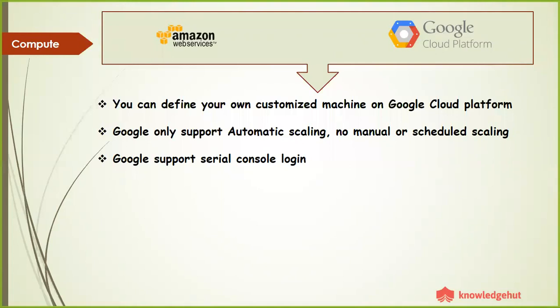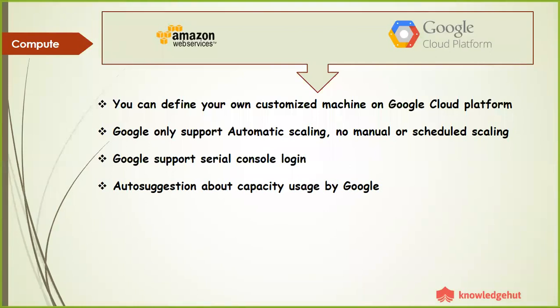And Google supports serial console login. This is really crucial if you are debugging your instance or server. If due to any reason, maybe some misconfiguration with the networking, you lost connectivity to your server, then you can enable the serial console login and you can try to do at least some basic level of debugging in Google. Amazon doesn't have any such service.